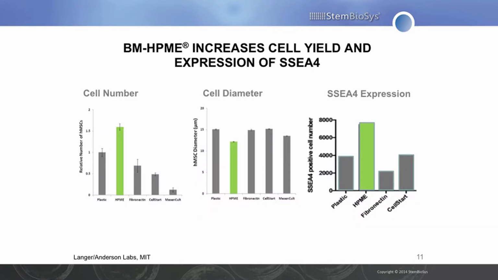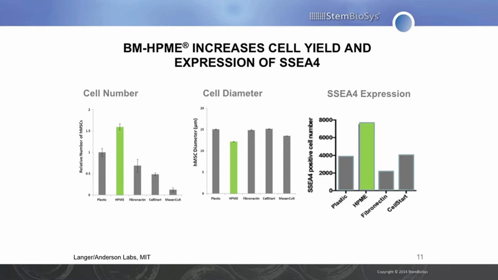When compared to other substrates, MSCs grown on HPME have an increased cell proliferation rate, smaller cell size, which is an index of stem cell potency, and a higher percentage of these cells are expressing SSEA4 through more population doublings when compared to some of these other substrates. The comparisons that we have here are tissue culture treated plastic on the left, our HPME, fibronectin, a product from Cell Start, and the other product is Mesencult. And you'll notice on the far right-hand graph, the SSEA4 expression, we're not showing a result for cells grown on Mesencult. That was only because we were not able to isolate and grow enough cells using that product to do that final analysis.